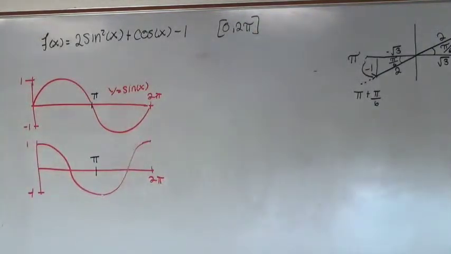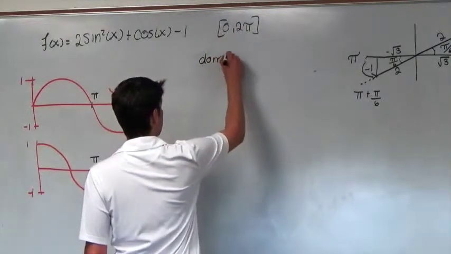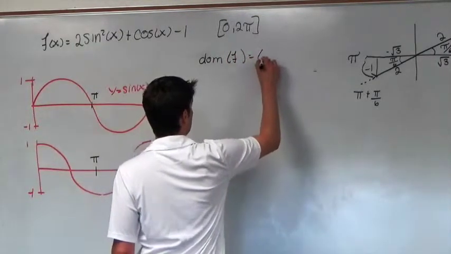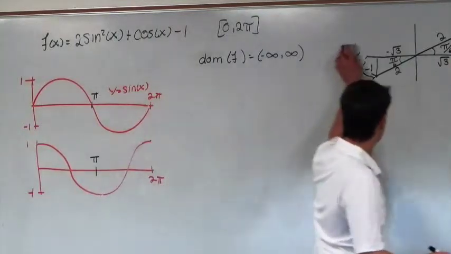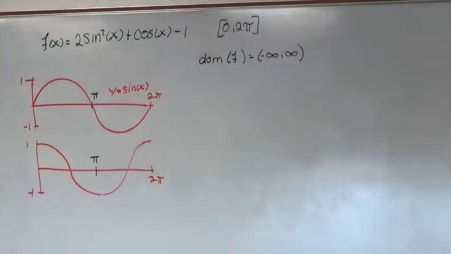All right, so start with the domain. Sine and cosine have a domain of all real numbers, so this function is always defined. All right, so now we can start talking about where it's 0, positive, and negative.